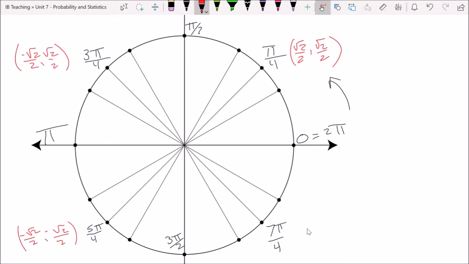And here we're in quadrant 4, so the x is positive. So root 2 over 2 and negative root 2 over 2. Okay, so we're all set with those.